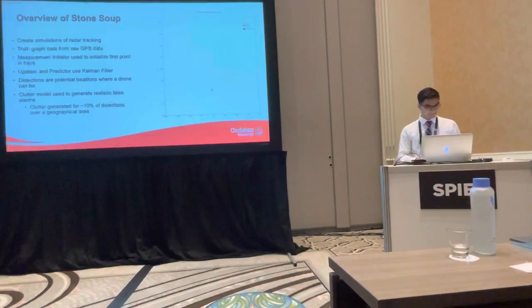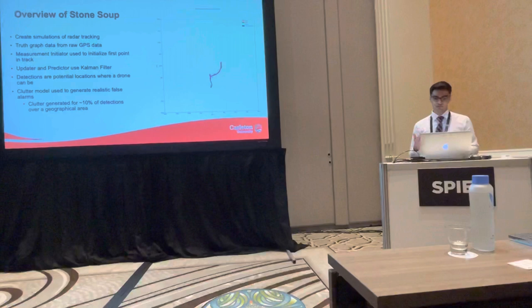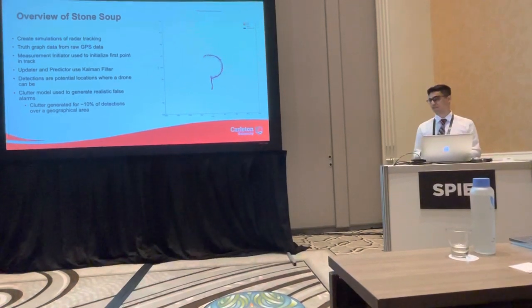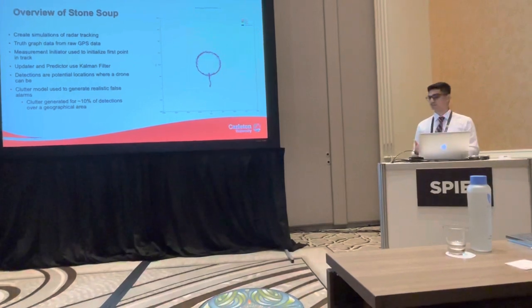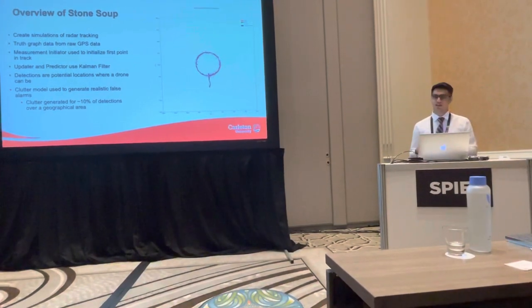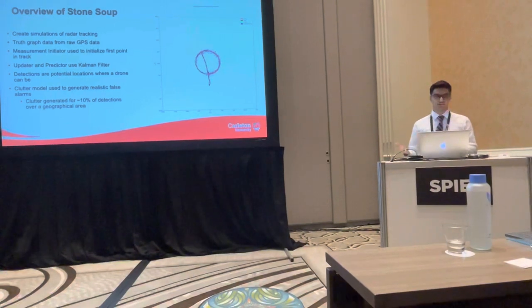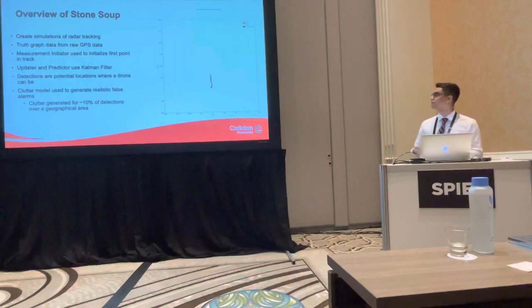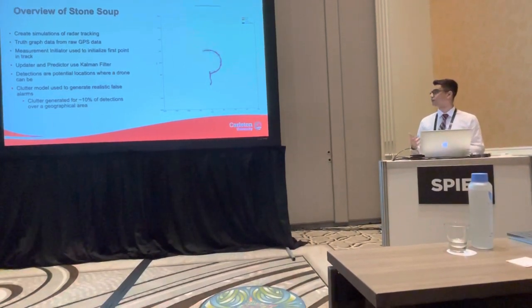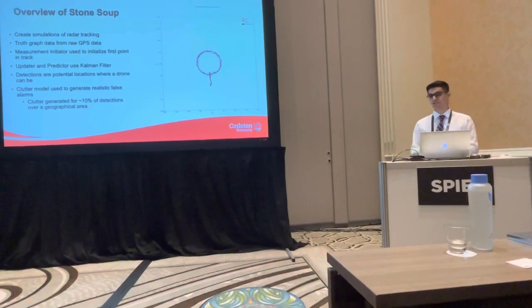So a quick overview of our Stone Soup framework. We wanted to create simulations on radar tracking. In a real world environment, you wouldn't have the GPS data of a drone, right? If it's not cooperative, you would have to track it using some sort of sensor. So the ground truth is seen here, and we create detections based on the ground truth, and using these detections, we use an updater and a predictor to create a trajectory.